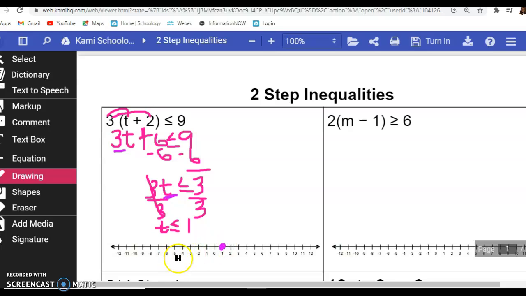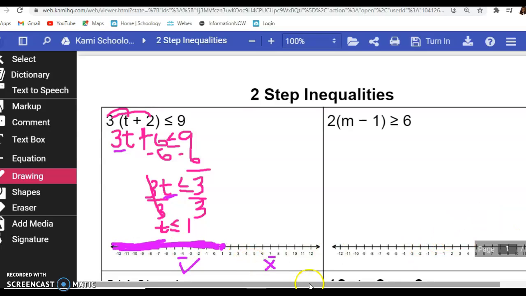Okay, so we're going to use -4, and we can use 7, right? All right, so let's look and see about our test points. So if we use -4 for t, is -4 less than 1? Yes. What about if we use 7 as a test point? Is 7 less than 1? No, 7 is not less than 1. So therefore, we know that we have to shade in this direction, right?